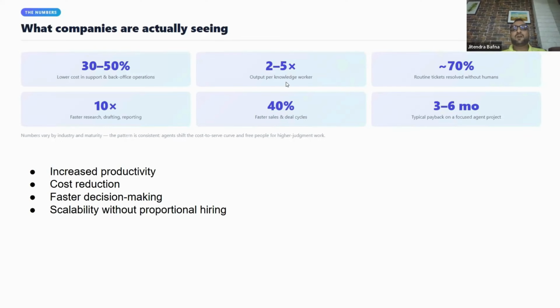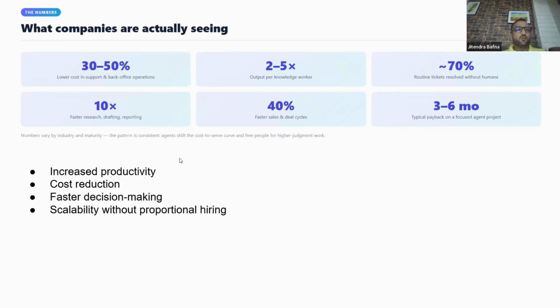2 to 5x output per knowledge worker. You can see the difference. 70% of routine tickets resolved without humans. Reach 10x faster research, drafting and reporting, 40% shorter sales and deal cycles, and a 3 to 6 month typical payback on a focused agent project. So this is the return on investment. You get the return on investment within 3 to 6 months.